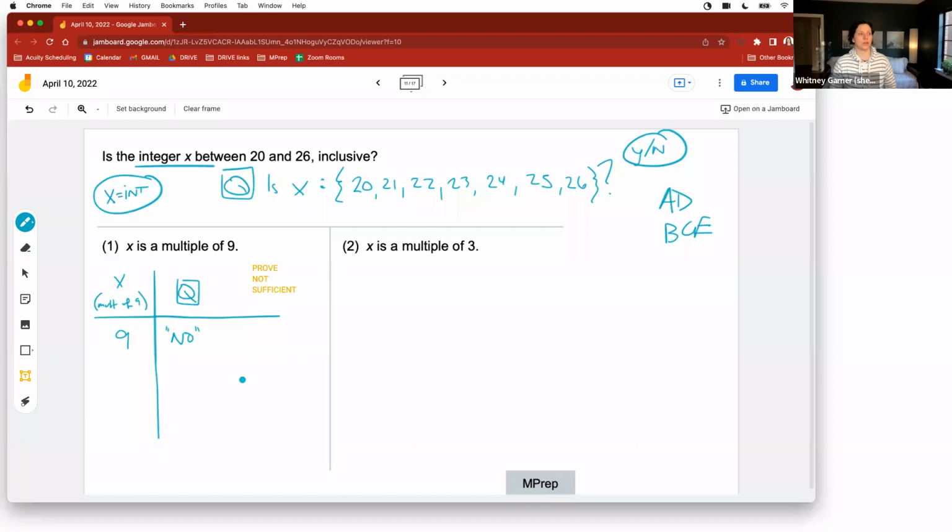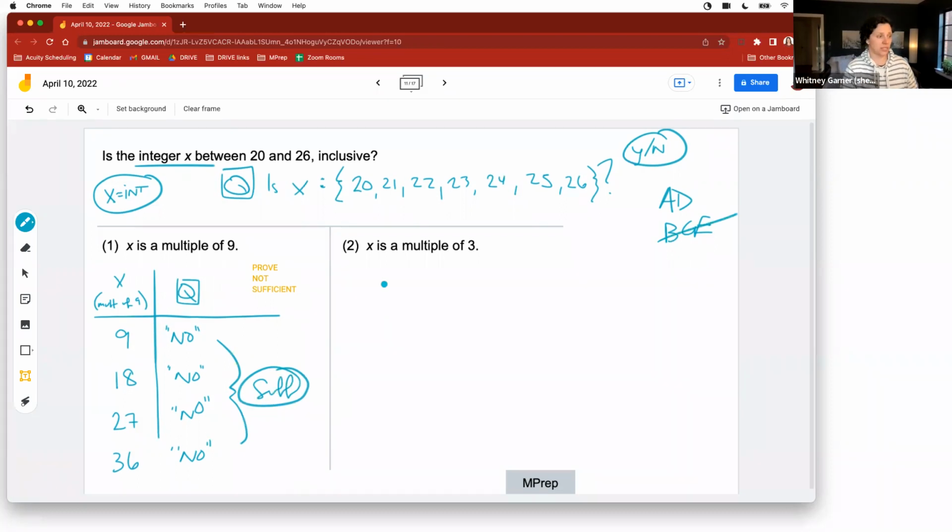I'm looking for a yes answer, which would mean I need a value of X that is one of these, so that I can say, yes, X is on that list. But if I start going up my multiples, 9, 18, 27, 36, they are all no. And so what happens? I keep getting the same answer. I don't care if the answer is yes or no. That part doesn't matter. I keep getting the same answer over and over again, and that is sufficient. Statement 1 is sufficient. I eliminate answer choices B, C, E.